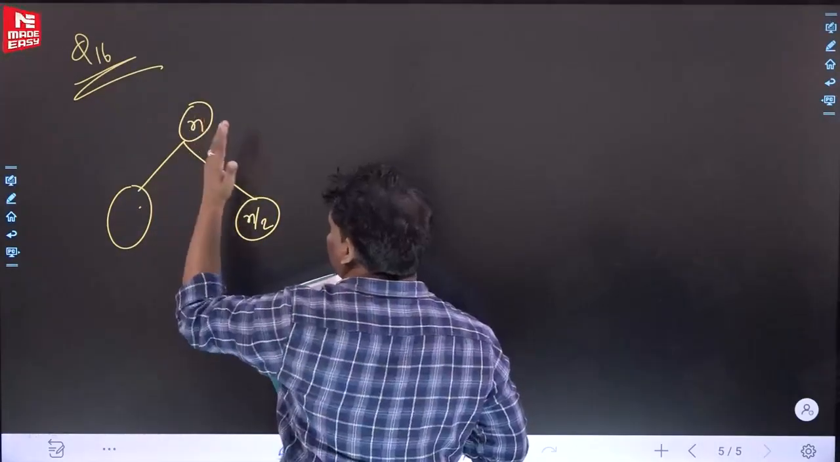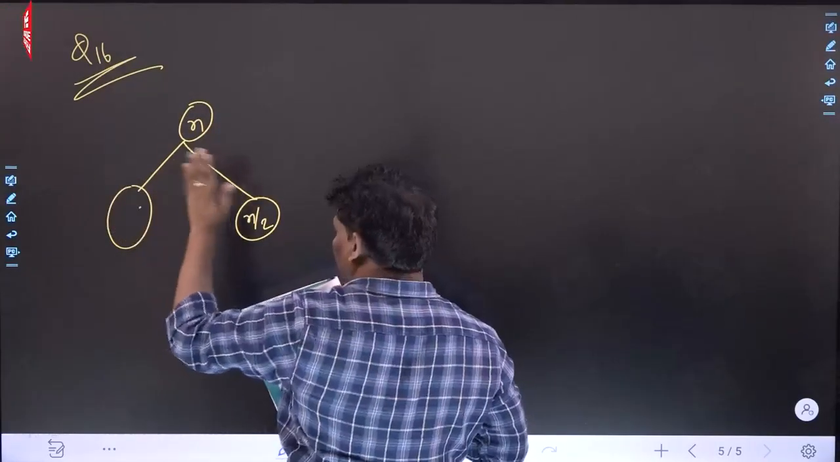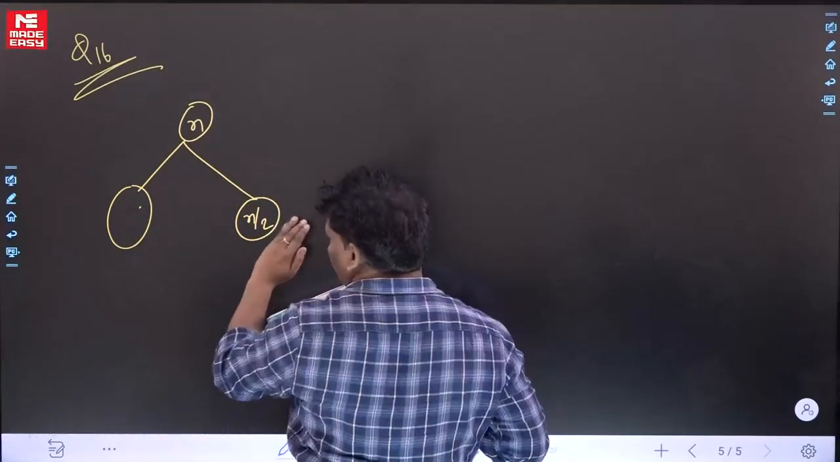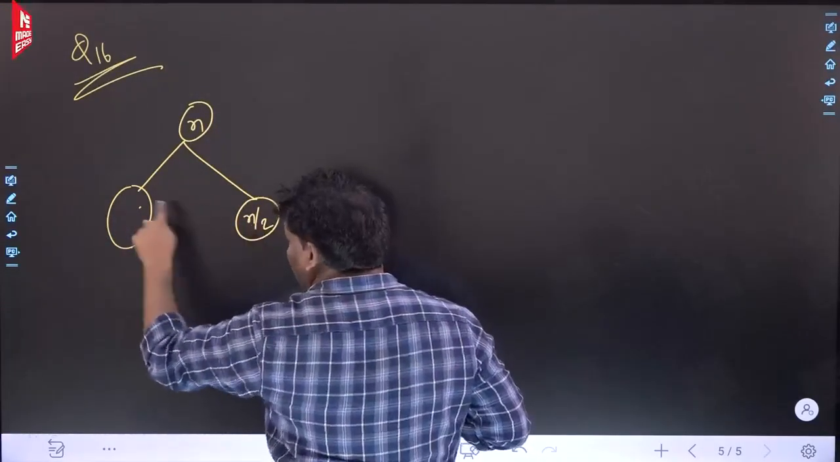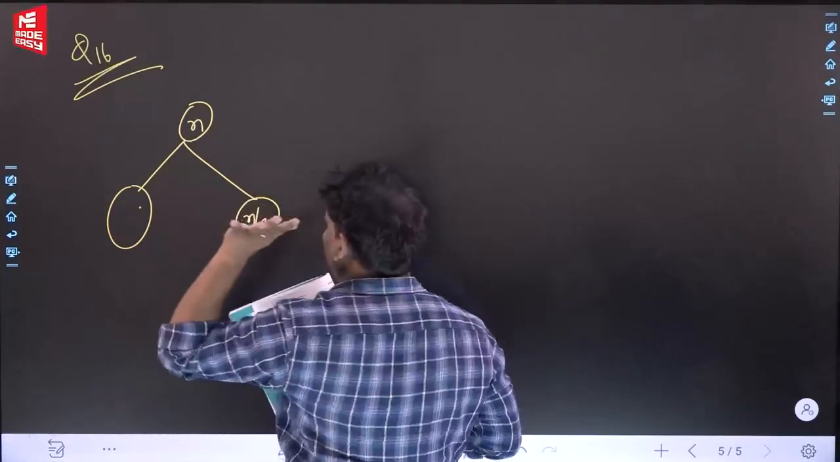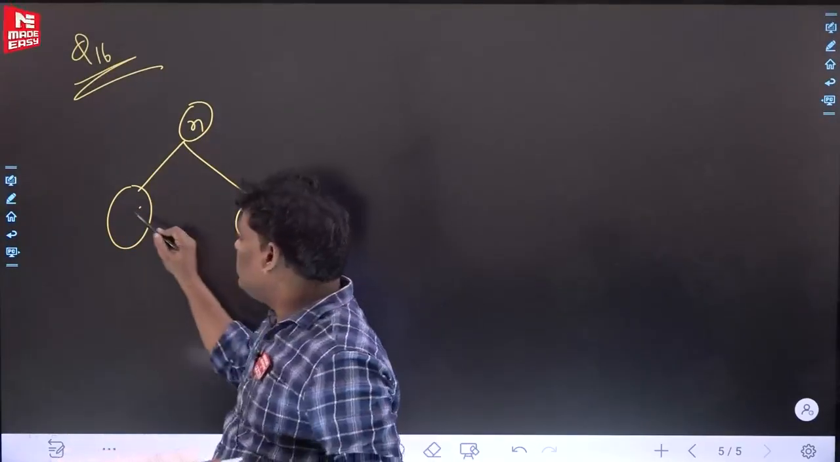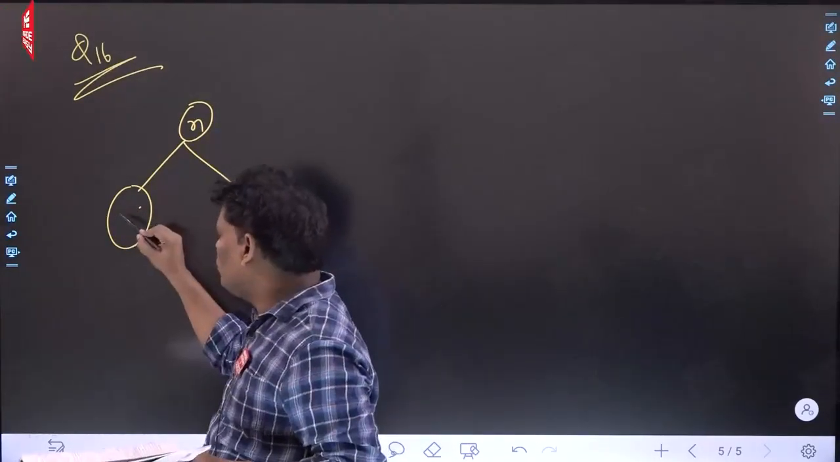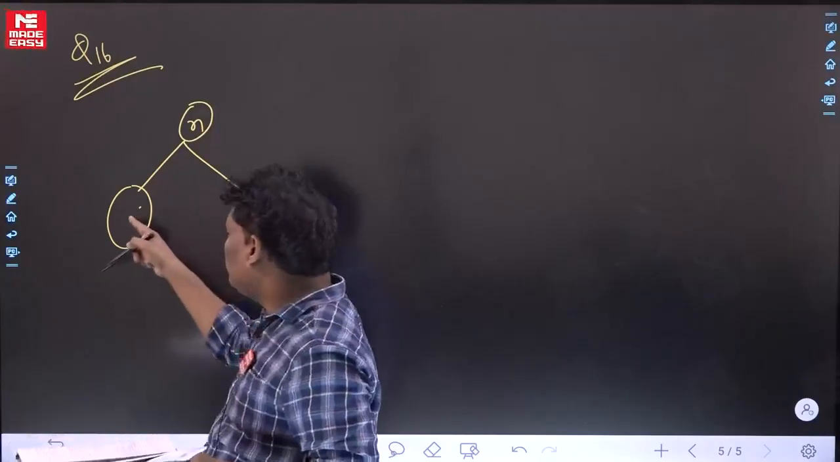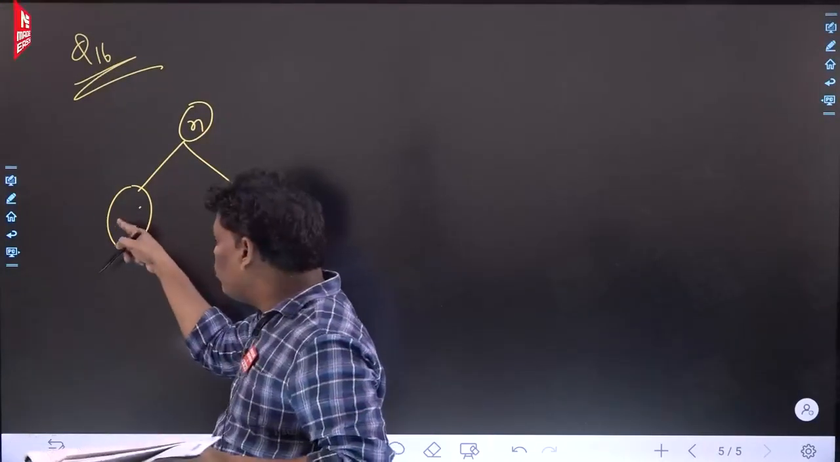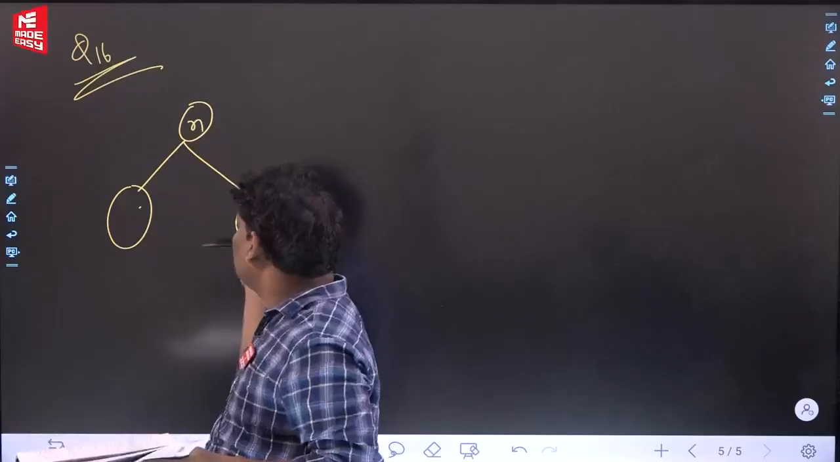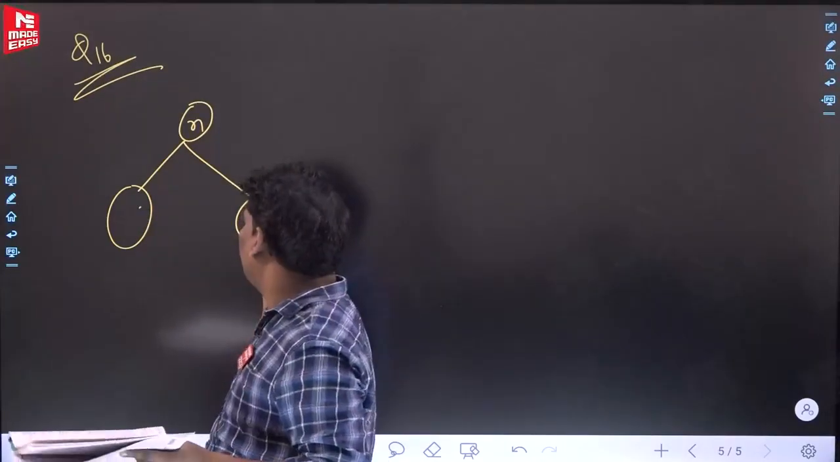It is a binary tree. A binary tree is said to be a weight balanced binary tree when the condition holds: whatever you keep on the right, the left should be at least half of this or double of this. Can you help me now? If the right is n by 2, the left should be either n by 4, minimum n by 4, maximum double, which means 2 into n by 2, that is n.